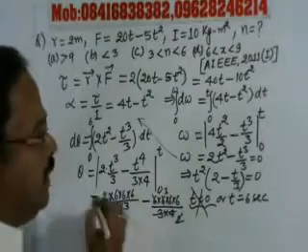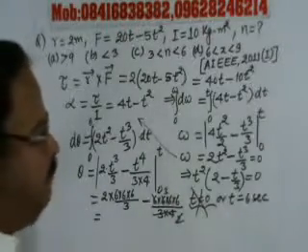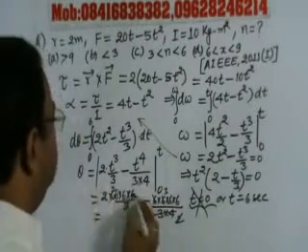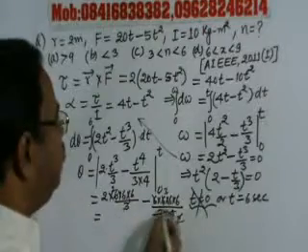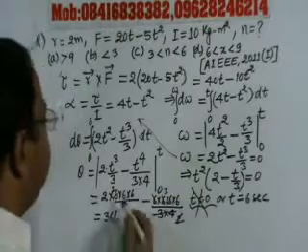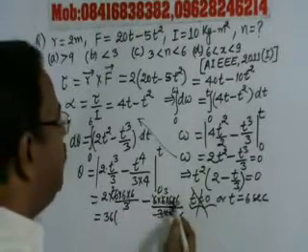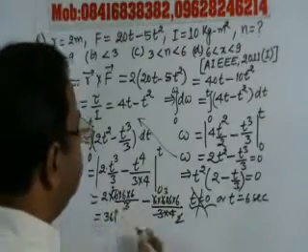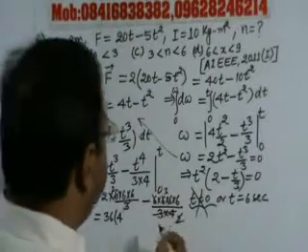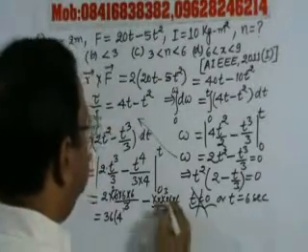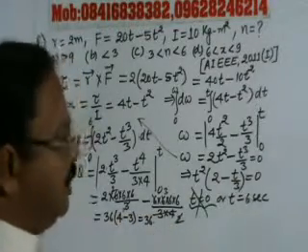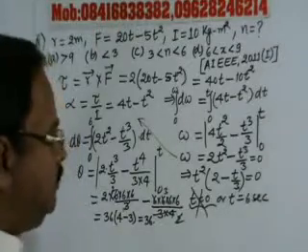Taking 36 common from both terms, this will be equal to 36 into (4 minus 3). So theta will be equal to 36 radians.